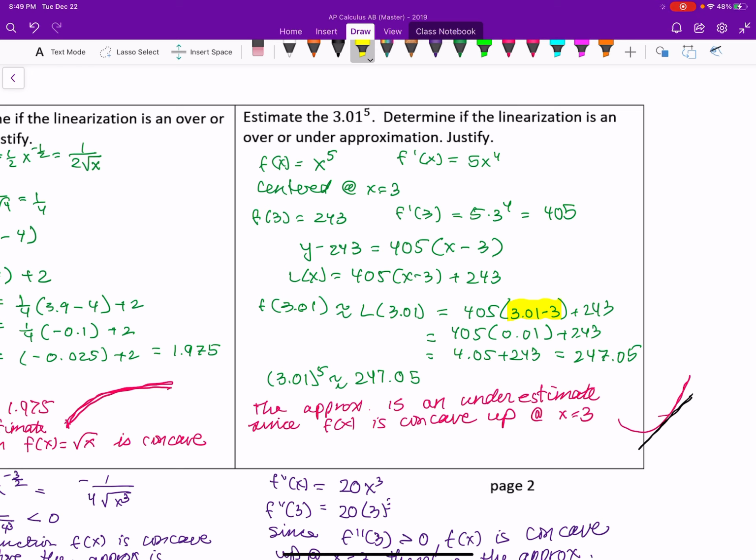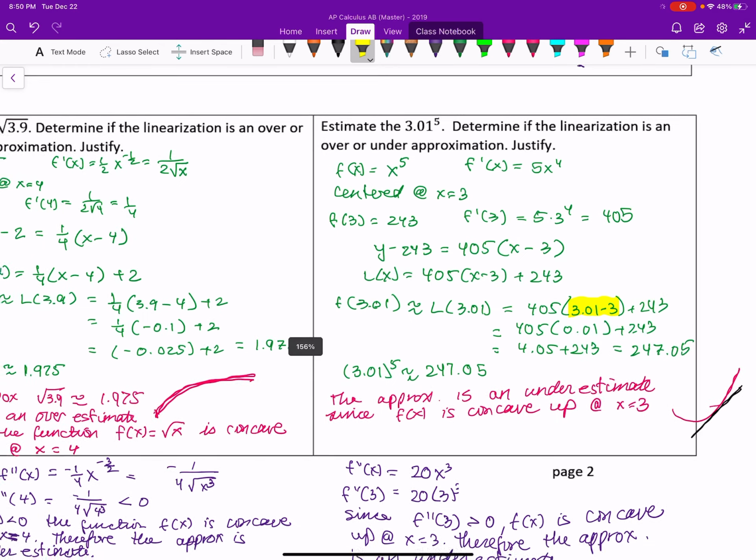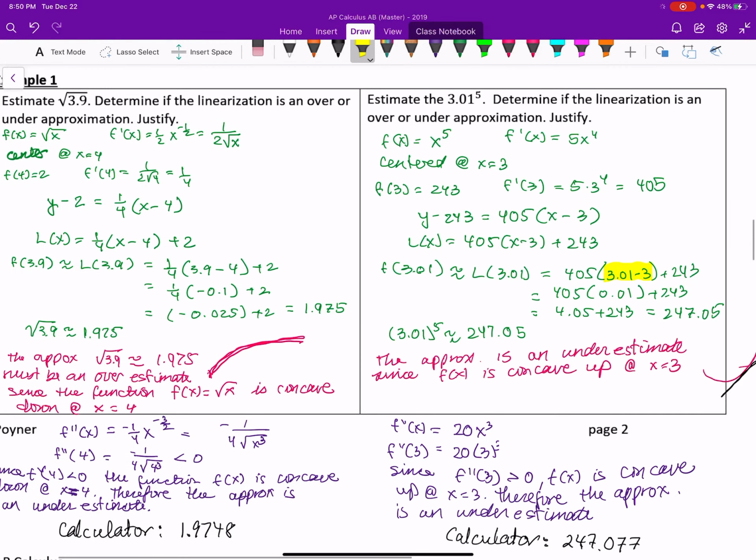And in that case, it was an underestimate. I tried to make one of each. So the first one was an overestimate, the other one was an underestimate. In purple, I put it in with the concavity explanation. Here, the second derivative, substituted in the 3. I got a positive value. I didn't even calculate it out. I just knew it was going to be positive, which means it's concave up, and therefore the approximation at that point at x is equal to 3 is an underestimate.